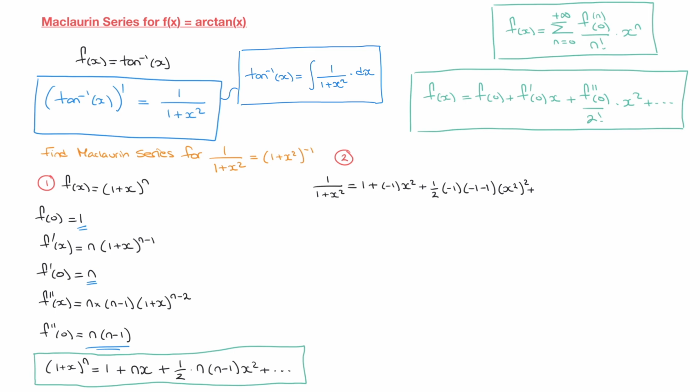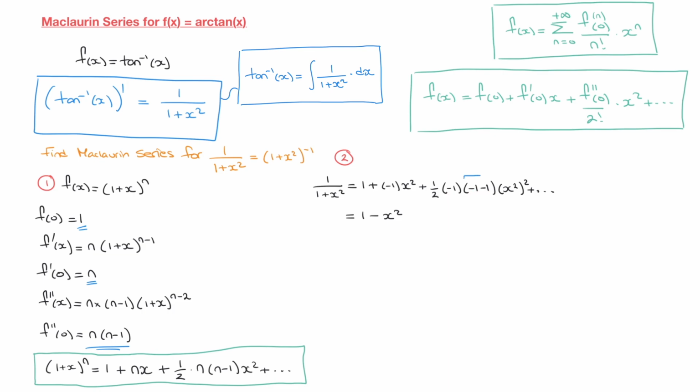And of course, we have our 3 dots at the end here. Okay, all we really have to do now is tidy this up. And so let's go ahead. That's going to be equal to 1 plus negative 1 times x squared, which becomes minus x squared, plus 1/2 times negative 1 times negative 1 minus 1.